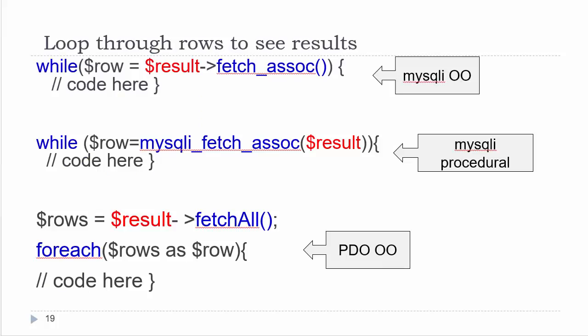Ultimately, we are returning a result set as an associative array, and we need to loop through it to actually see all of the results. So for MySQL object-oriented, we're looking at the fetch_assoc method being executed on the result set inside a while loop. For the MySQL procedural, we have another function being executed inside a while loop. PDO object-oriented is a little different. We first need to use the fetchAll method on that result set, store that in a variable, and using a foreach, loop through the results.